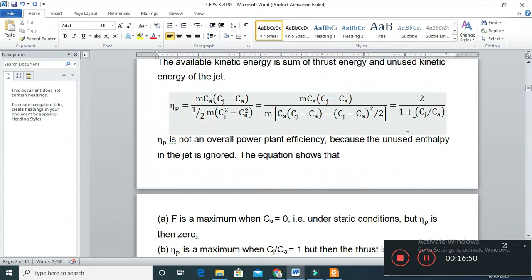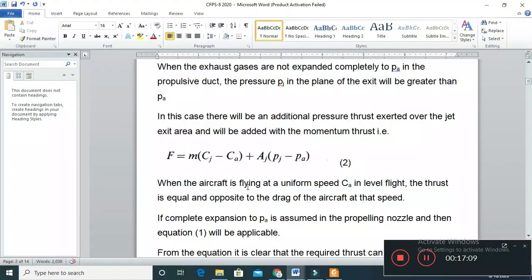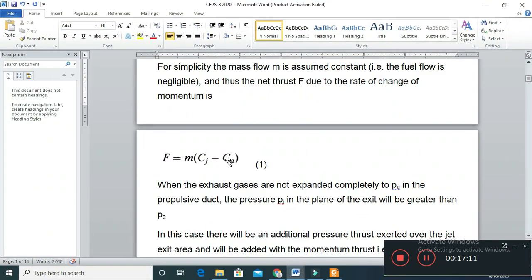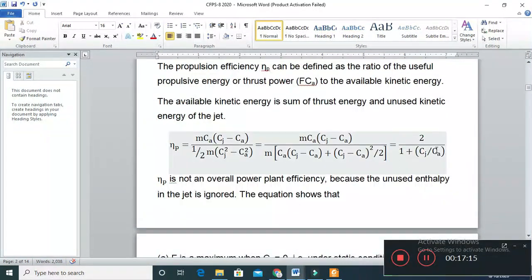Using this relation, we can have important information. If Ca is equal to 0, then propulsion efficiency becomes 0. But when Ca is 0, the thrust is maximum. In this formula, if Ca is 0, the thrust is maximum. But in that case, the propulsion efficiency is 0.